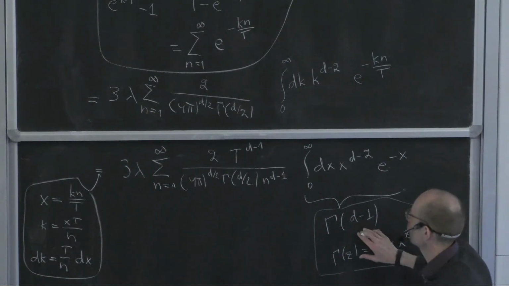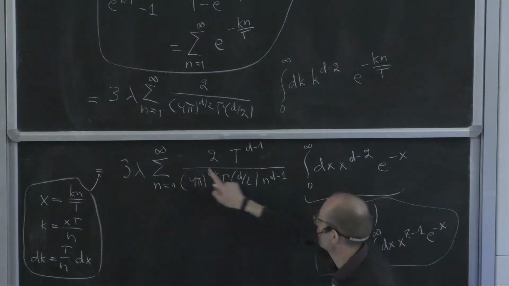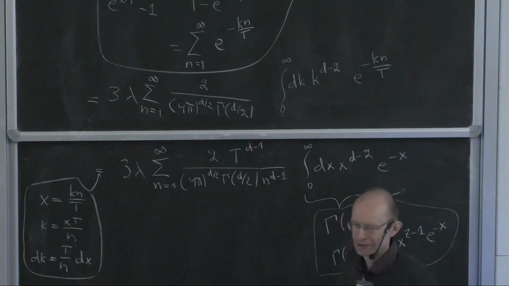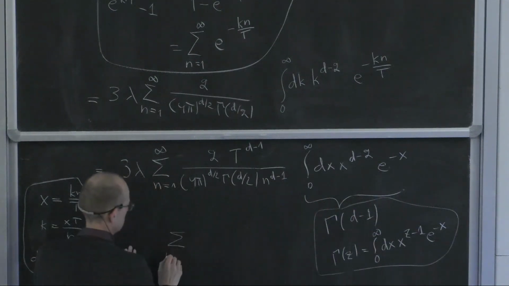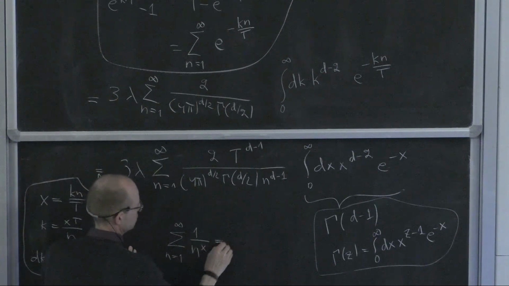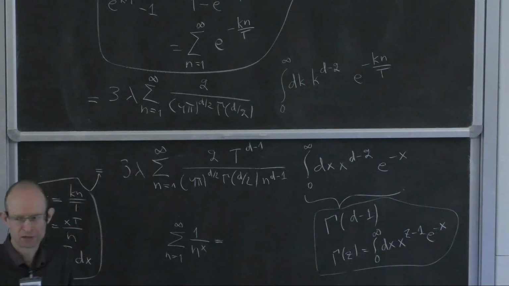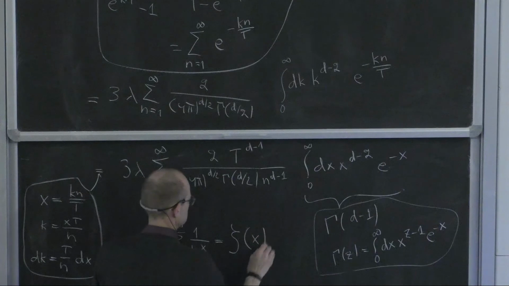Here I have gamma d minus 1. Here I have this still this sum, but now after the scaling, the n appears in a very simple way only here. And sum n from 1 to infinity 1 over n to x is what? That's the Riemann zeta function. So this is zeta of x.